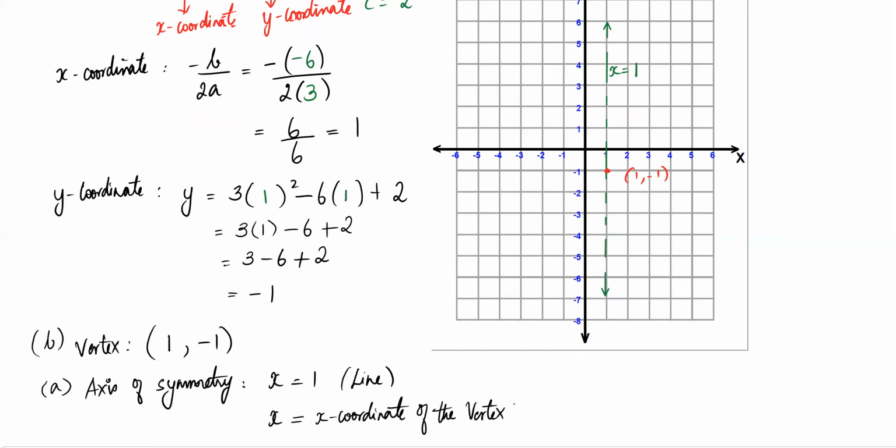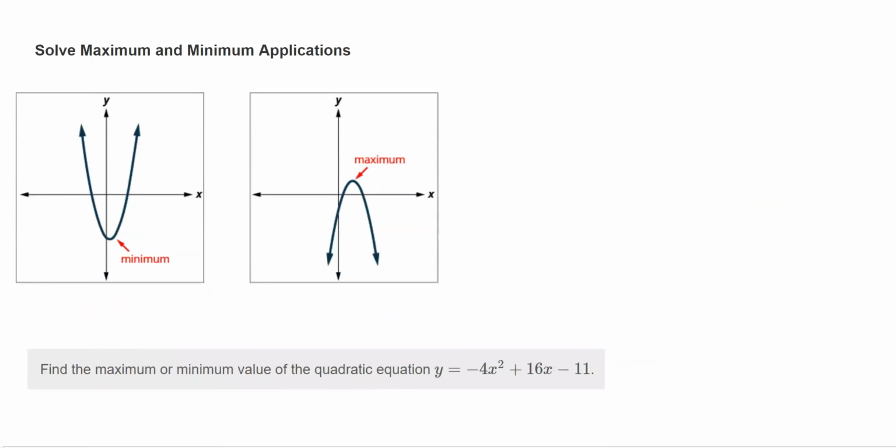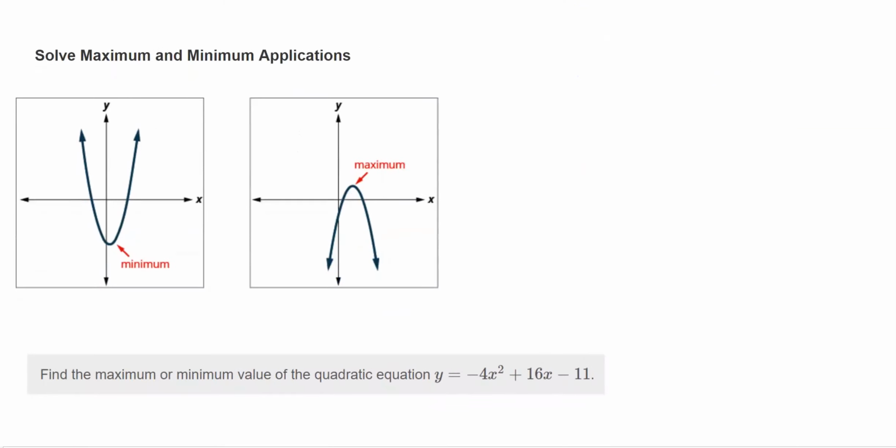So in this case, finding your x coordinate of the vertex first helps us to actually answer the axis of symmetry. But even otherwise, if you get the vertex, you can also visualize it like the way I showed you to understand how the vertical line would pass through the x coordinate. Okay, now let's move to applications, solving maximum minimum applications.